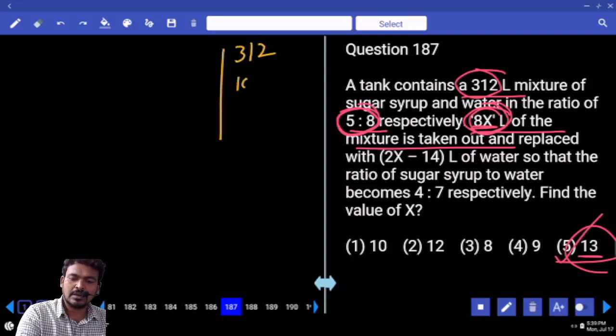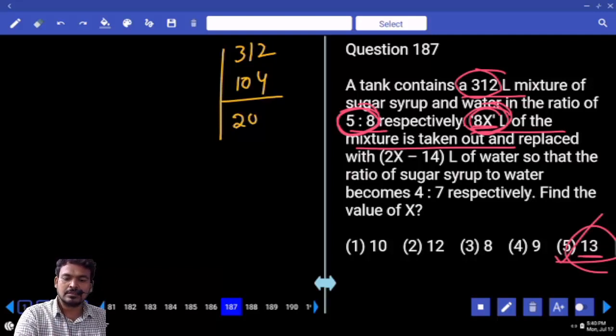What is the mixture value? 312. In that 104 is taken, meaning 1/3 is taken. What is the remaining? 208. The 208 is split in which ratio? 5:8. Total how many parts? 13 parts. 13 parts are 208, so every one part is 16. 5 parts are 80. Next 8 parts are 128.